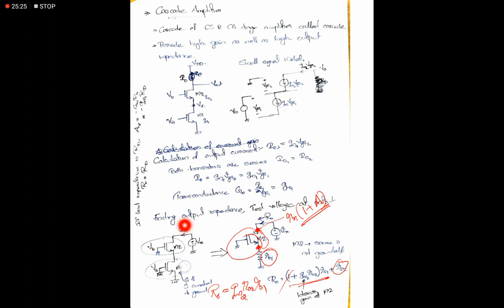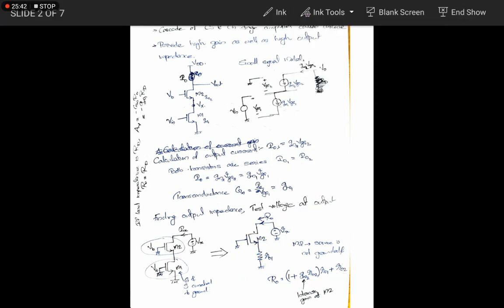Okay, so if we cascade one more configuration, or one more VB is there, M3 is there, then it becomes GM3 into R03 R02 R01. This is a general formula, so you can use that in the derivation of differential amplifiers. Okay, this is the method of finding the value of R0 that we did in our class. You can go through this one.